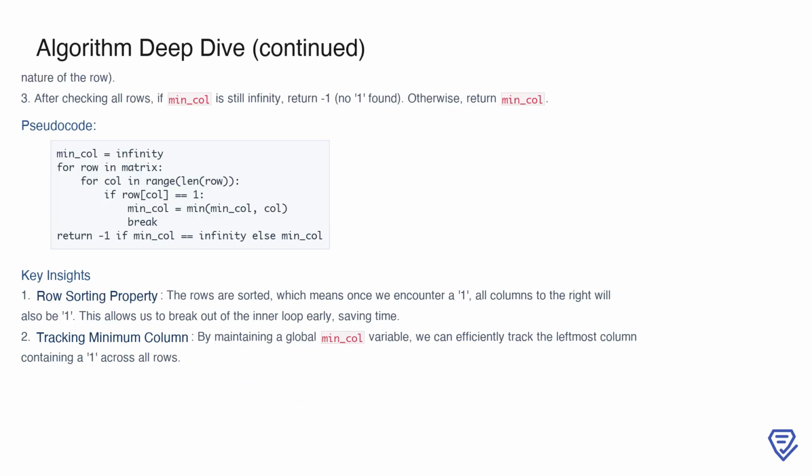Now, let's look at the pseudocode for the brute force approach. We start by initializing min_col to infinity. Then, for each row in the matrix, we iterate through its columns.